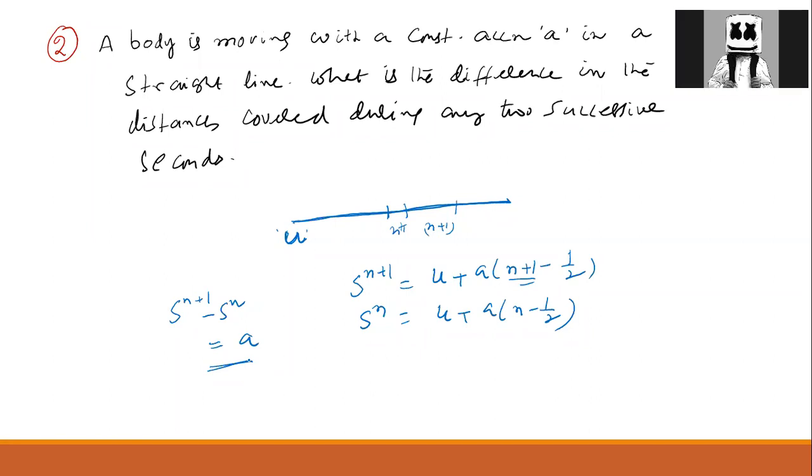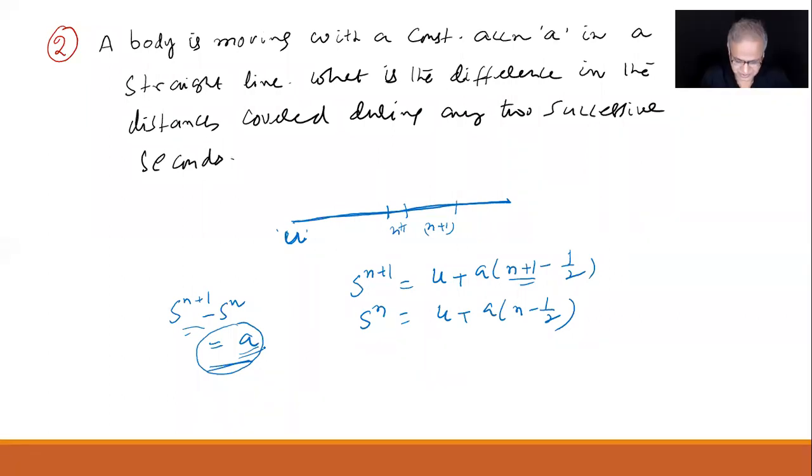So Sriya, you tell me. See, the distance during any two seconds, six seconds, seven seconds, eight seconds, nine seconds, the difference is coming to be A. Come on, this is distance or displacement, of course, in a straight line. It's going in the same direction, it doesn't matter. But that is coming out as acceleration. That's really something very special. Yes, sir, because it's constant acceleration. Constant acceleration, agreed.